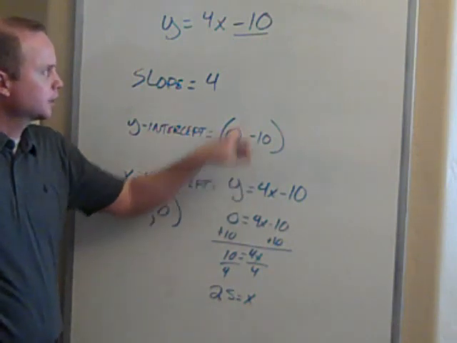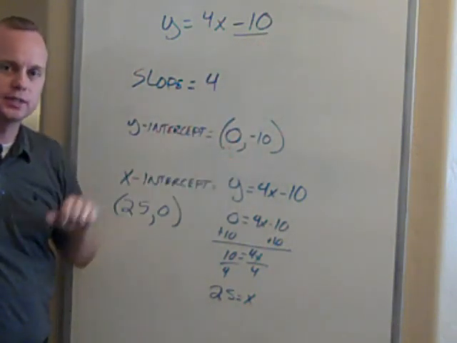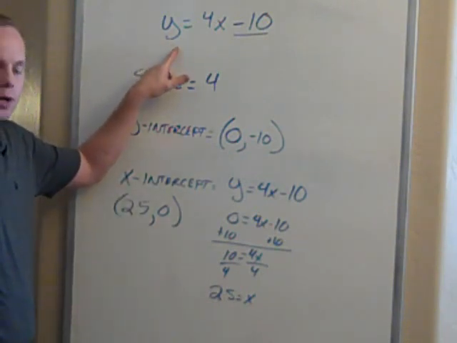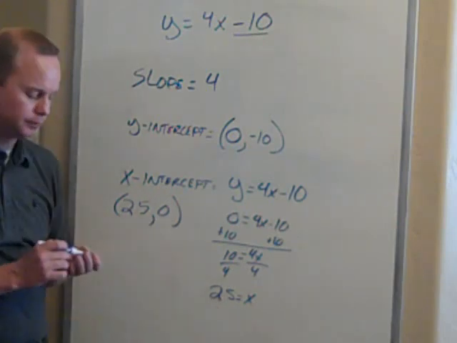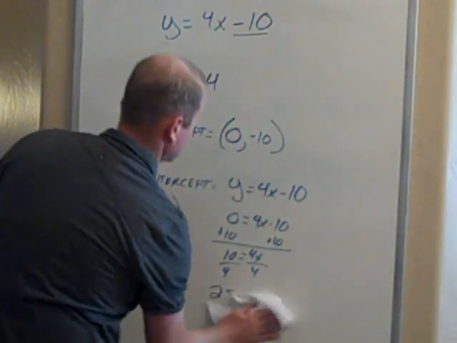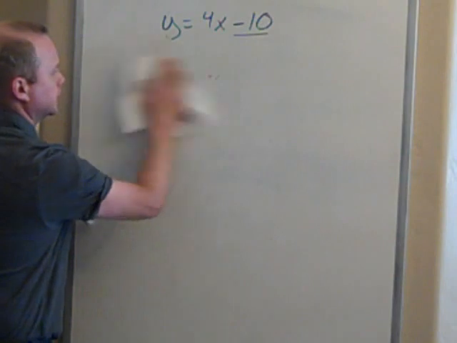So my slope is found again right before the x. My y-intercept is this number here, but when you write it as an ordered pair, remember that your x value is the 0. And finally, your x-intercept, you're going to have to plug in 0 for y, find your x, and then just write it as an ordered pair. Okay? Now I'm going to do one more, just for a little bit of practice, and I'm going to use the same method here.